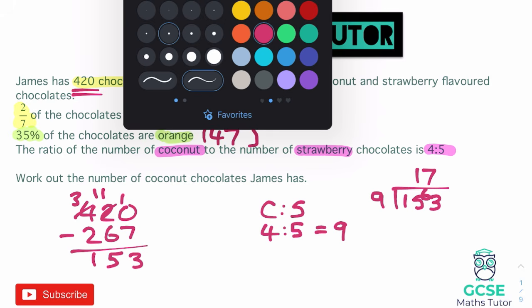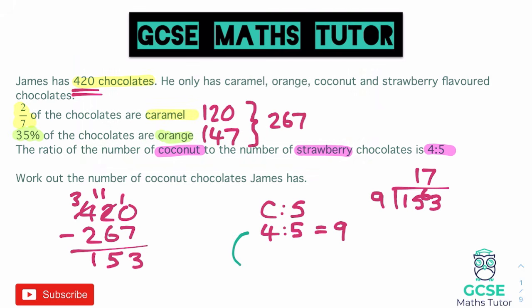So with our ratio, in order to turn these into the actual amount of sweets, we need to multiply them both by 17. So we can do 4 times 17, and you can just multiply that to the side or add them up using column addition, but that is going to equal 68. And if you do 5 times 17, that's going to equal 85. So there we go, that is all of our amounts. If we apply that back to the question, underneath coconut we've got 68, and underneath strawberry we have 85.